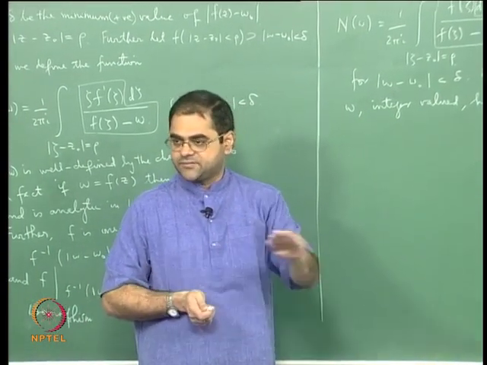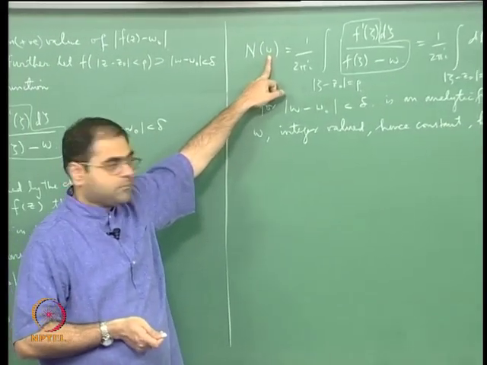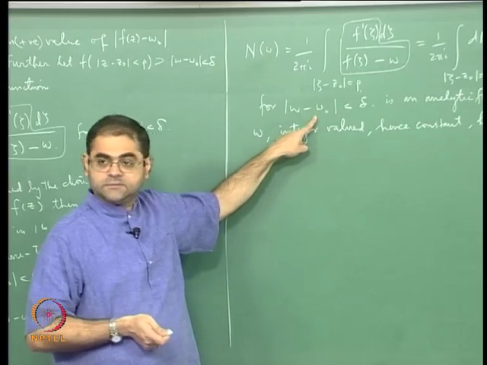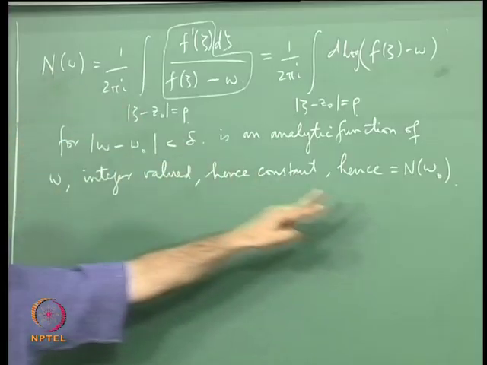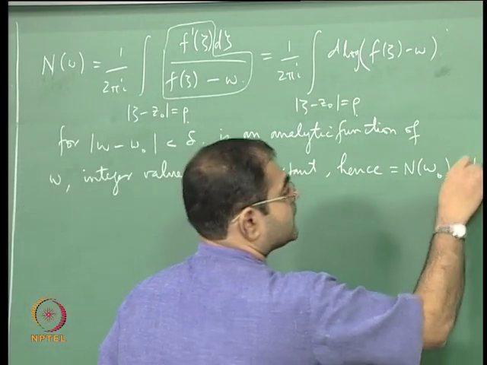That means the analytic function is constant. Therefore, it is the same value no matter what value for w I put. In particular, I can put w equal to w naught. So n of w is same as n of w naught. But what is n of w naught? N of w naught is 1.